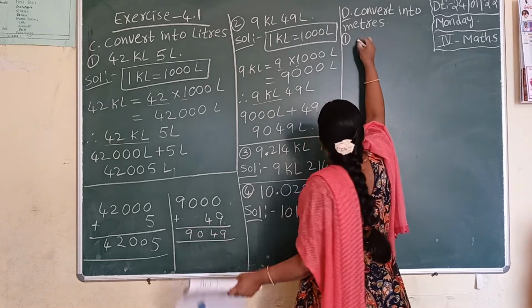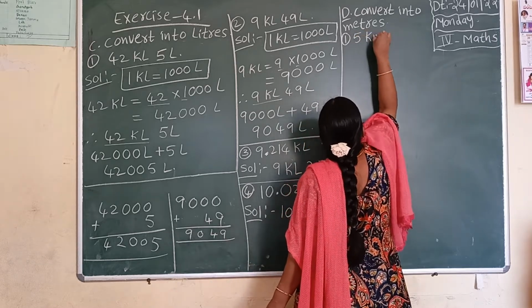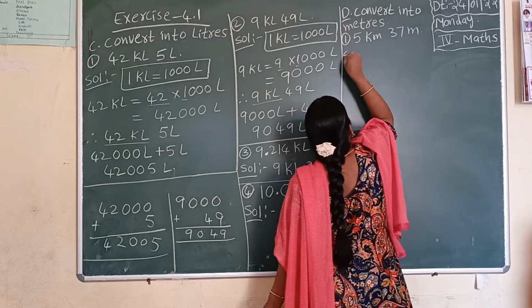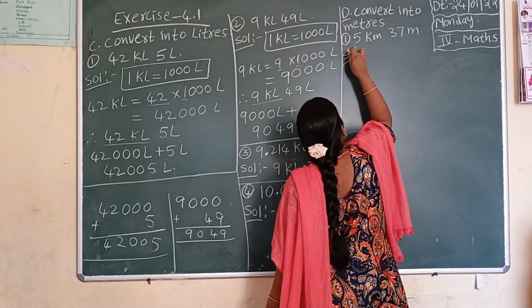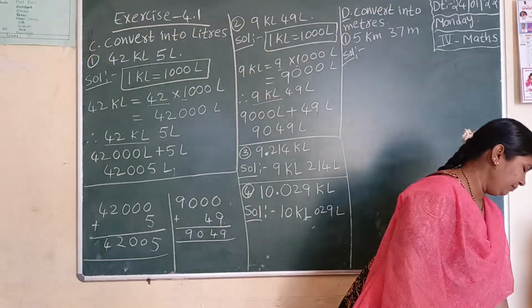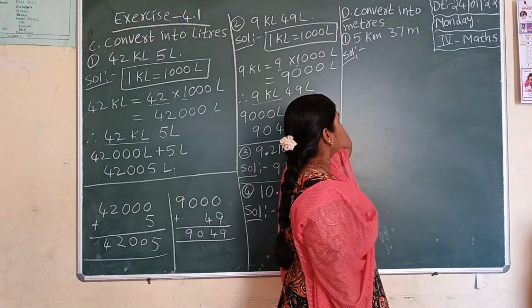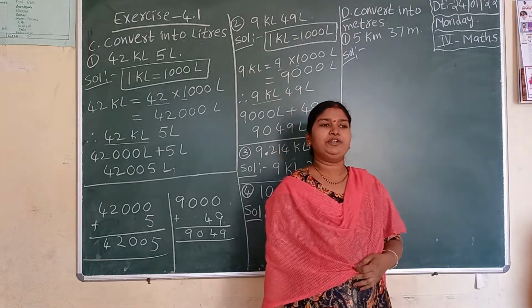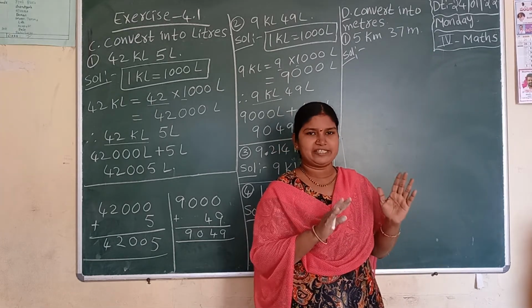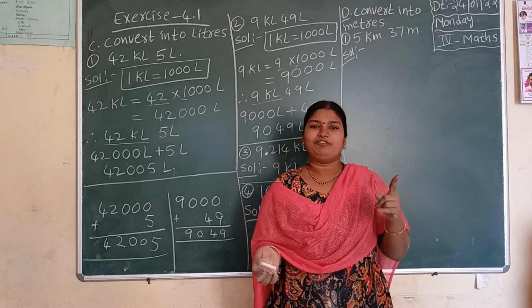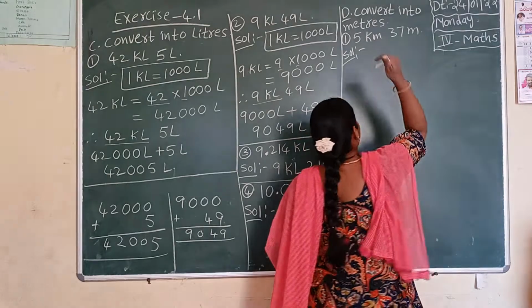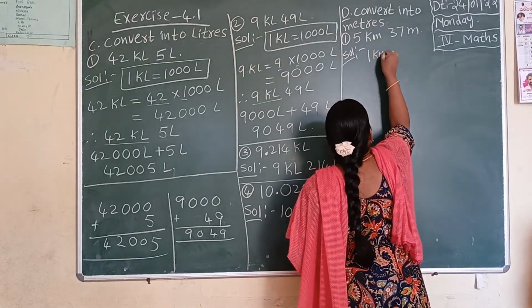Convert into meters. First one, 5 kilometers 37 meters. Okay, see, first of all, here kilometers and meters are there. You have to take the formula between meters and kilometers. 1 kilometer is equal to how many meters? 1000 meters. Write down that formula first.